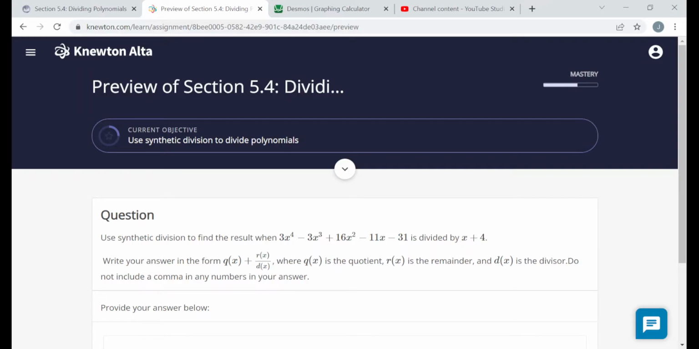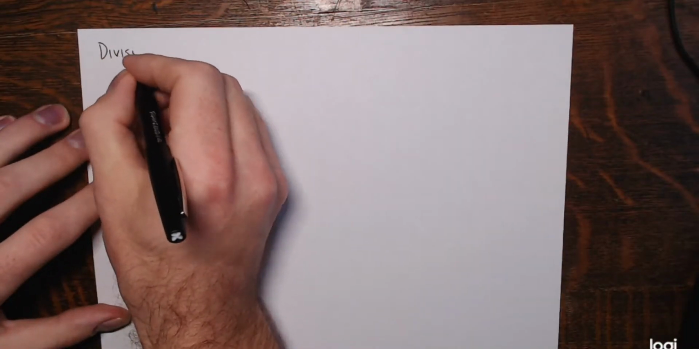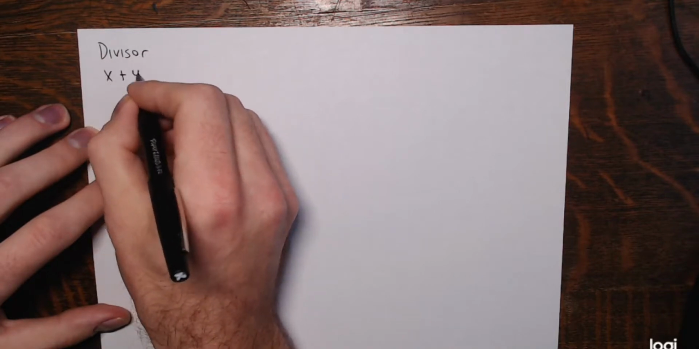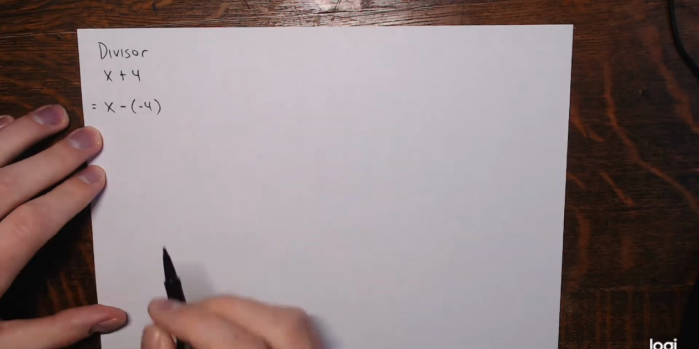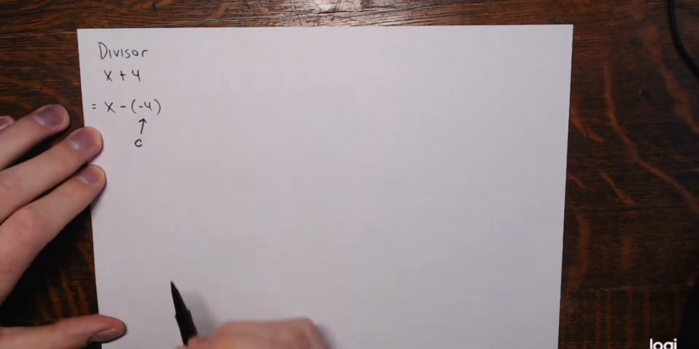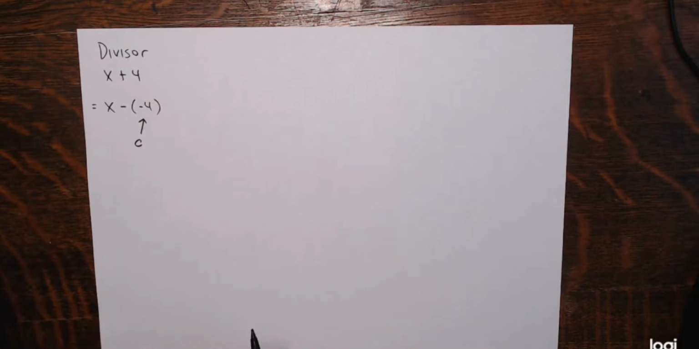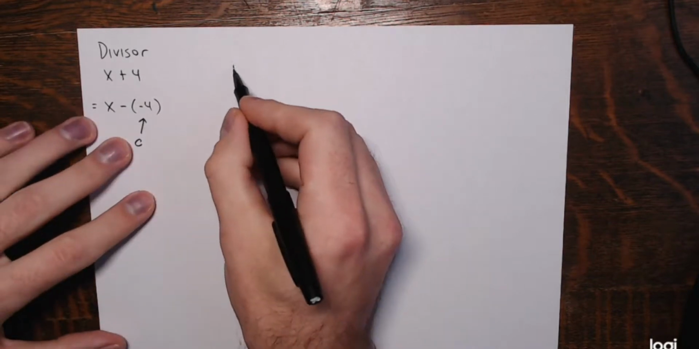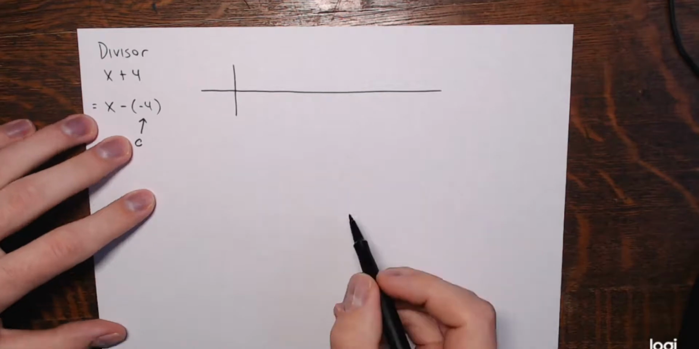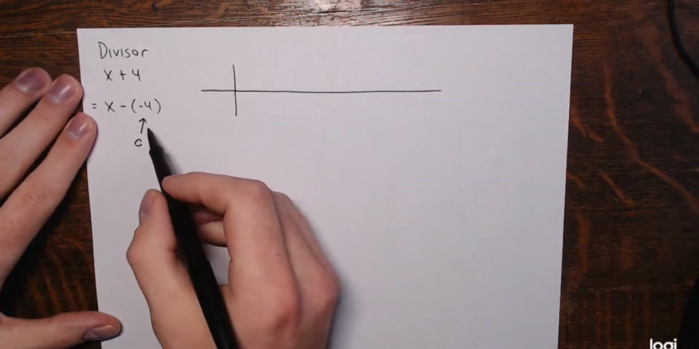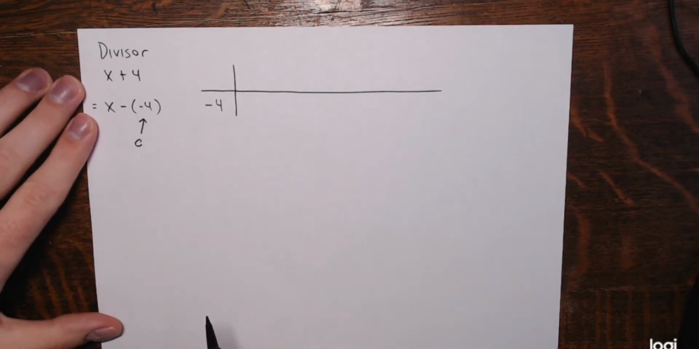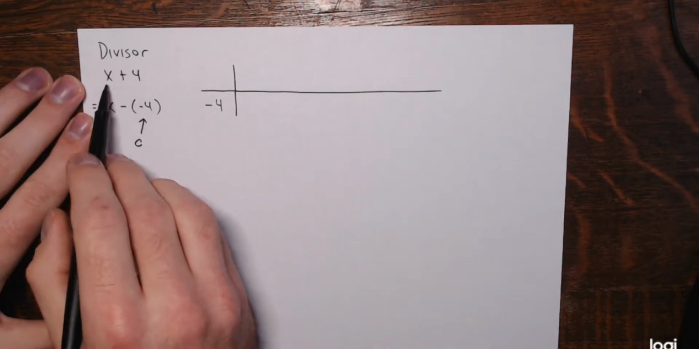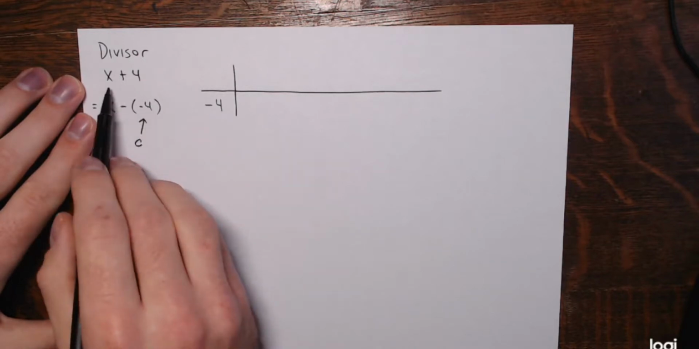Now the divisor is x plus 4, which is the same thing as x minus negative 4. So this negative 4 is the value of c, when I talked about dividing by x minus c. So when I set up the synthetic division symbol here, what I'm putting in the lower left corner is negative 4, not positive 4. Basically, the value of x that makes this 0. If x were negative 4, it would be 0.